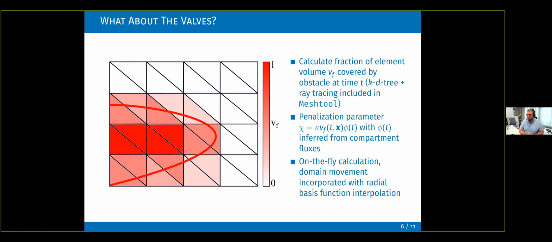fractional volume map on the fly, and then this penalization parameter, it's just we fetch a kappa, which is a high value like this R that we saw in the slides of Ivan before, times this permeability or fractional volume map, and times some switching function that we infer from the data that we get from the clinic.